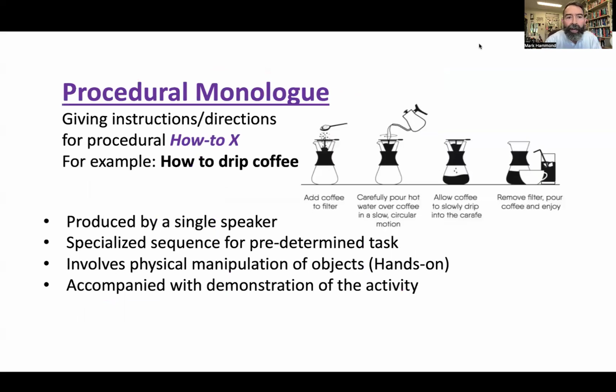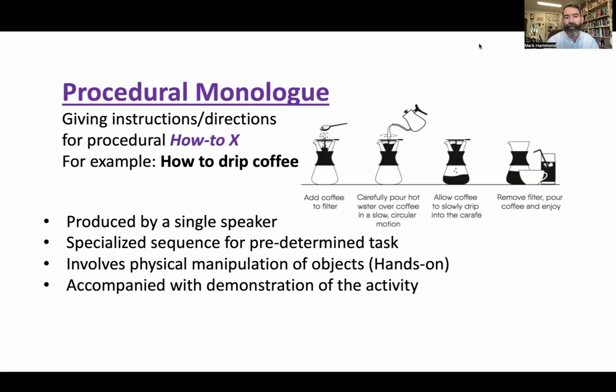So when I say procedural monologue, what exactly do I mean by that? It's pretty simple, just giving instructions or directions for a procedural how-to task. Let's just use how to make coffee as an example to illustrate a good procedural monologue. It's going to be produced by a single speaker. There certainly is interactive procedural discourse where you're going to be asking and answering questions, but this is just a straight monologue. It has a specialized sequence for a predetermined task.